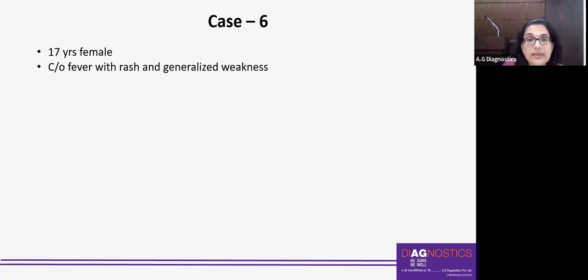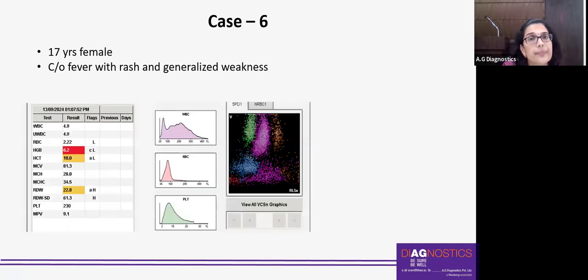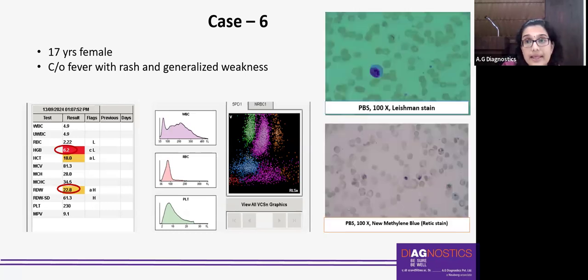So this way we covered the hereditary hemolytic anemias: thalassemia, sickle cell disease, the red cell enzyme defects as in G6PD, or the membrane defects as in hereditary spherocytosis. Here we come to the next case. This is a 17 years female who presented with complaints of fever with rash and generalized weakness, hemoglobin of 6.2 gram%, normocytic normochromic indices, however, a wide RDW again.